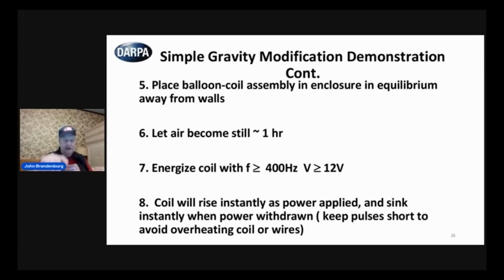It'll try to find a new equilibrium, pulling more wire off the floor because the coil gets lighter. When you turn it off, the coil gets heavier and it sinks back down, putting more wire on the floor to find a new equilibrium position. And I'm going to show you a video of that.